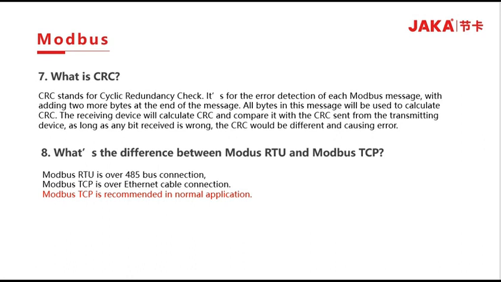What is a CRC? CRC stands for Cyclic Redundancy Check. It is for the error detection of each Modbus message. With 2 more bytes added at the end of the message, all bytes in the message will be used to calculate CRC. The receiving device will calculate CRC and compare it with the CRC sent from the transmitting device. As long as any bit received is wrong, the CRC will be different and cause an error.